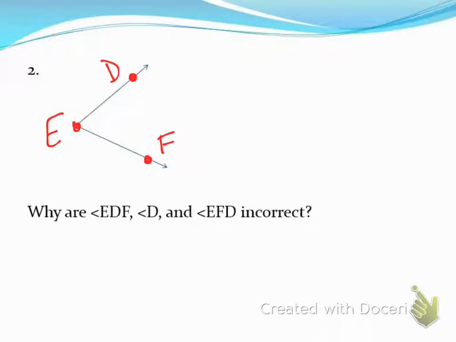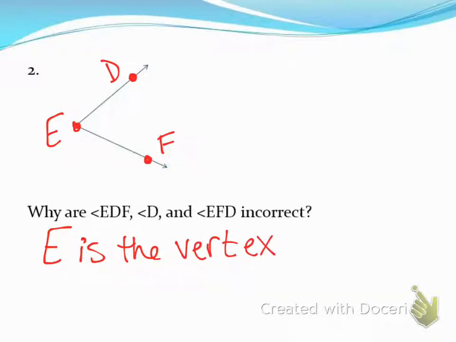We could sum it up by saying that point E is the vertex. If point E is our vertex, then if we're naming it with a single letter, it should be with letter E. And when we are naming it in order, either backwards or forwards, E should always end up in the middle.